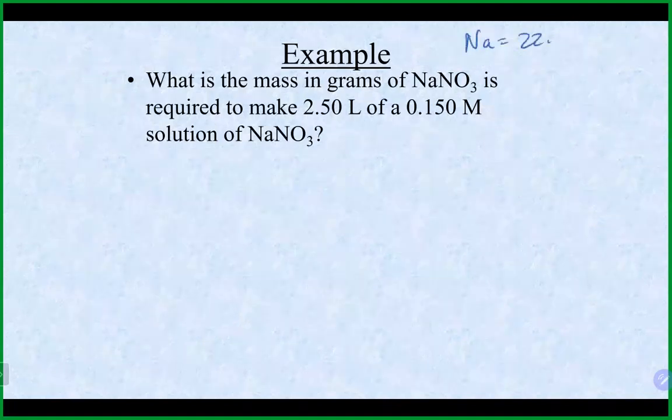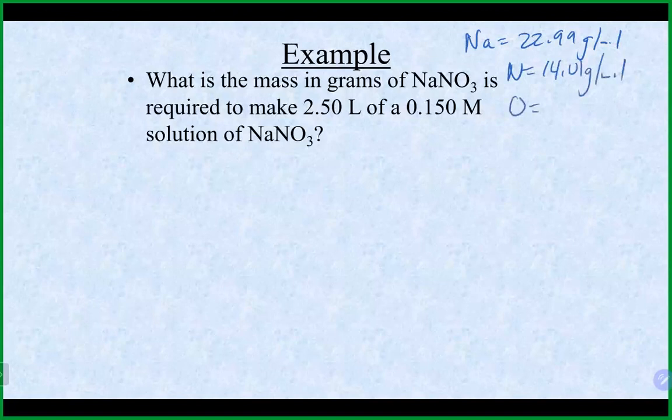Sodium is 22.99. Nitrogen is 14.01. And oxygen is 16. So we want to make the solution and end up with a molarity of 0.15 molar and a total volume of 2.5 liters. So see what you come up with here.